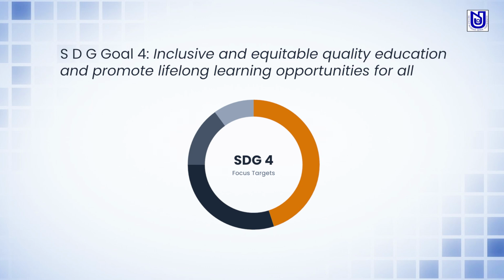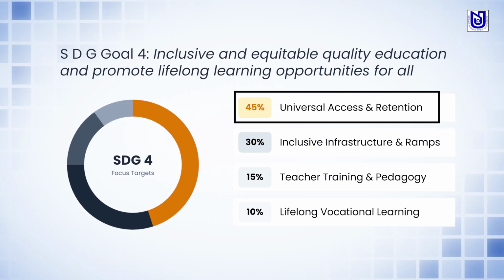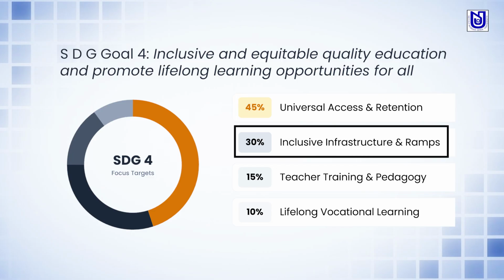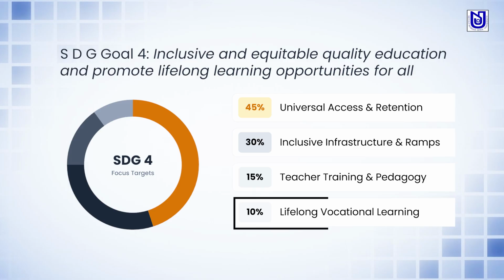Although the goal is up to 2030, presently certain goals have been achieved to a substantial extent. For example, across the globe, nearly 45% of universal education access and retention has been achieved so far. Similarly, inclusive infrastructure and ramps in schools, colleges and universities have been achieved across 30% of institutions. Similarly, 15% teachers training and pedagogy reformulations have been adopted and 10% lifelong vocational learning practices have been adopted.